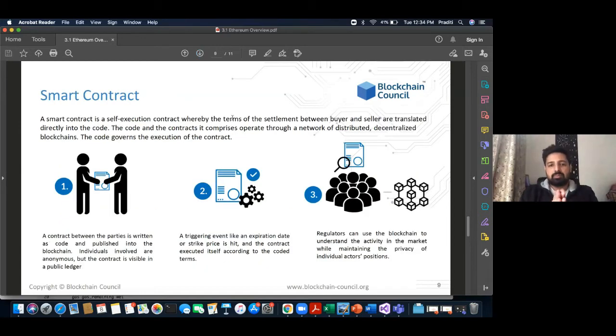Smart contracts. A self-executing piece of code on top of blockchain. Blockchain is our decentralized database technology. It's no rocket science. It's simply a database.